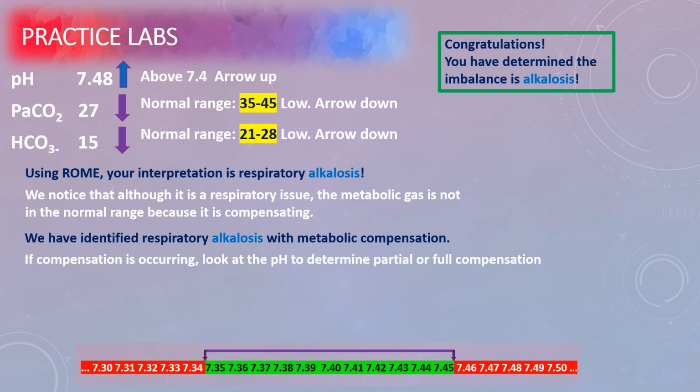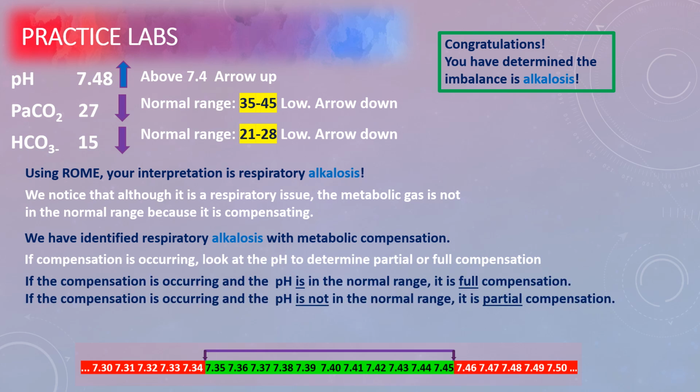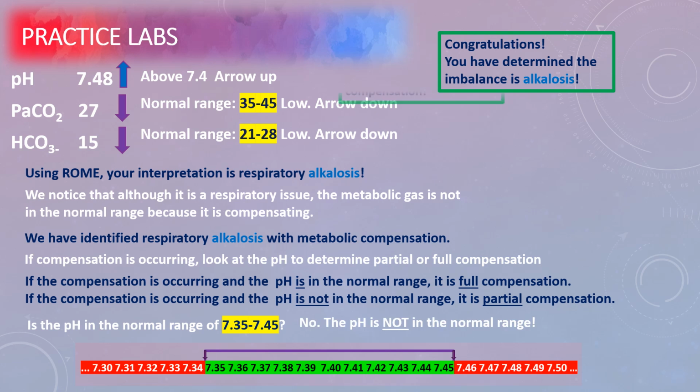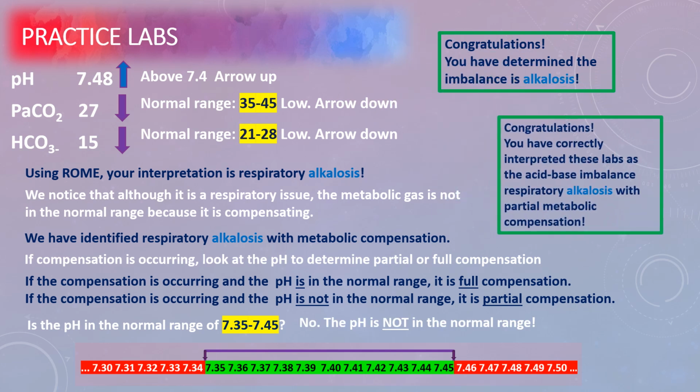If compensation is occurring, look at the pH to determine partial or full compensation. If the compensation is occurring and the pH is in the normal range, it's fully compensated. If the compensation is occurring and the pH is not in the normal range, it's partial compensation. Is the pH in the normal range of 7.35 to 7.45? No, the pH is not in the normal range. Congratulations, you have correctly interpreted these labs as the acid-base imbalance, respiratory alkalosis with partial metabolic compensation.